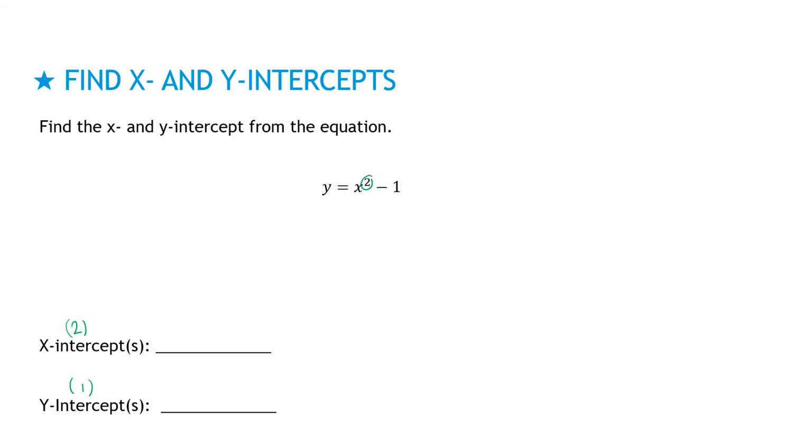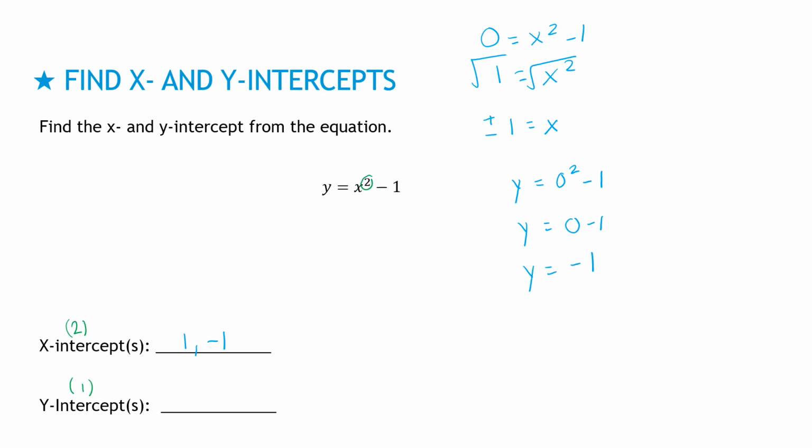So again, first I'm going to set y equal to 0. So 0 equals x squared minus 1. Add 1 to each side, or I could have factored at that point. I'm going to go ahead and use that square root property. To get plus or minus 1 equals x, so I do in fact have 2 x-intercepts, one at 1 and one at negative 1. For the y-intercept, I get y equals 0 squared minus 1, or y equals 0 minus 1, which is y equals negative 1. So 1 y-intercept and 2 x-intercepts.